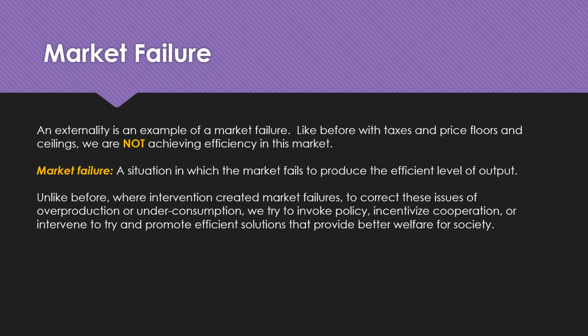This is different than what we talked about before because we couldn't even get to equilibrium before. But now we're getting to an equilibrium. It's just not the right one. It's not the efficient level of output, because we have lost opportunity with a positive externality from underconsumption, or we have overproduction and external costs that society has to pay for in some way, shape, or form, which the firm is not currently being held accountable to do.